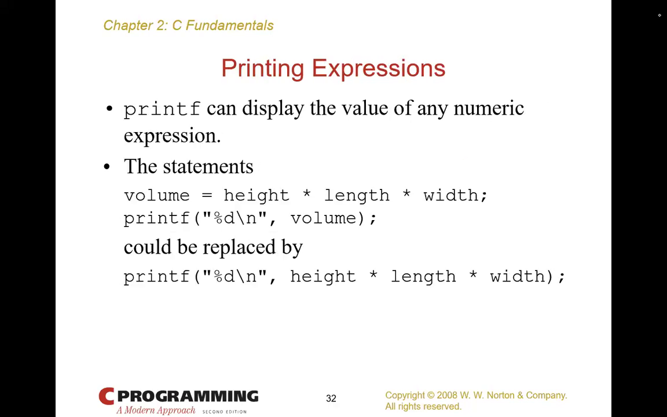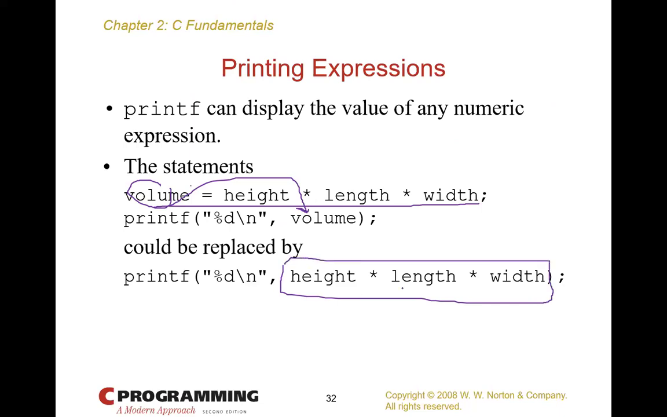So, printing expressions. Printf can display the value of any numeric expression. The statement volume is equal to this, and then we can take the value of volume and display it inside of printf. We can do it by actually multiplying the expression inside of printf. When this multiplies, it forms just one result. So that one result will go into this placeholder. It's as simple as that.